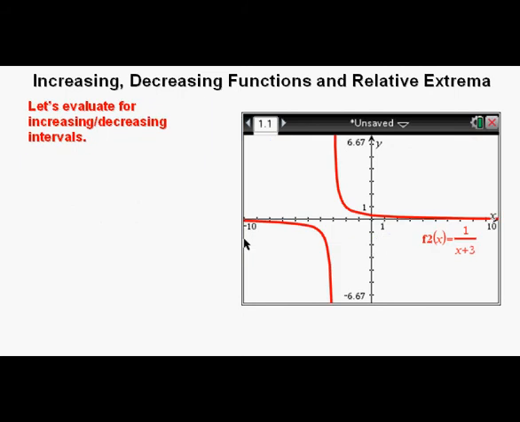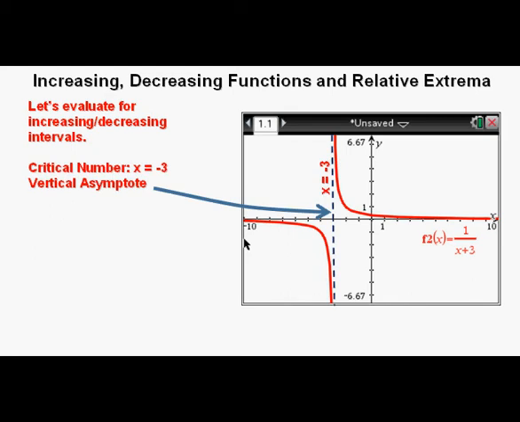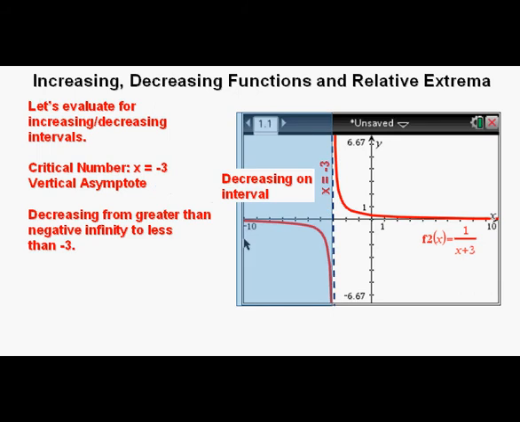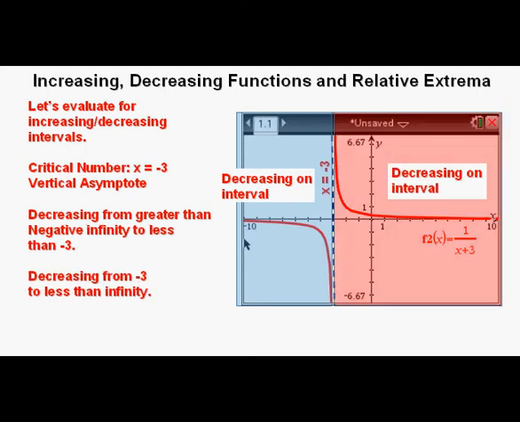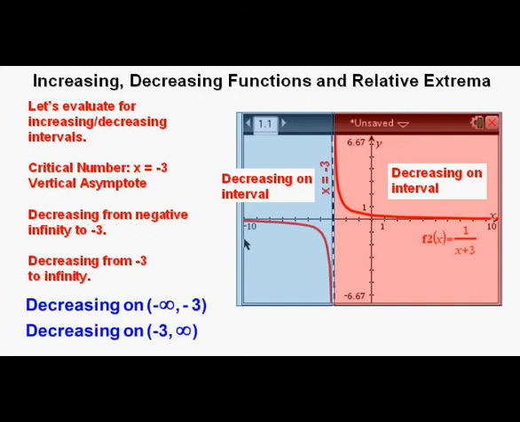This one is f of x equals 1 over x plus 3. For this function, the critical number is x equals negative 3 because that's where there is a break in continuity, with a vertical asymptote at x equals negative 3. Going from left to right, the function value is decreasing on the interval from negative infinity to negative 3. And the function is also decreasing on the interval from negative 3 to infinity. So in interval notation, we say that this function decreases on negative infinity to negative 3 and also decreases on negative 3 to infinity. The function is unbounded and has no extrema, that is, no minimums or maximums.